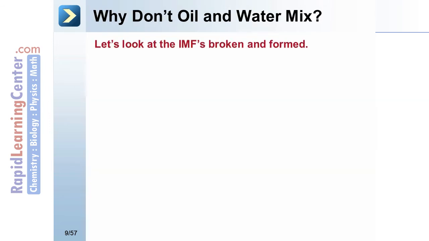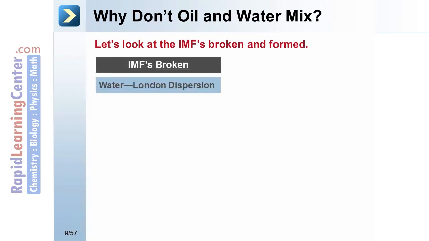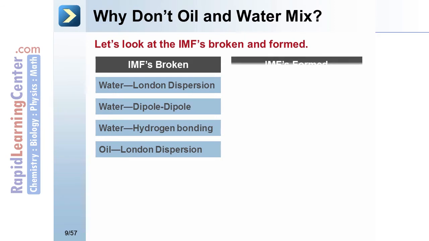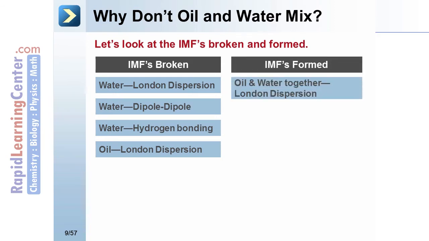Everyone knows oil and water don't mix, but why? Water must break 3 intermolecular forces: London dispersion, dipole, and hydrogen bonding. Oil must break London dispersion. When the 2 are mixed together, the only intermolecular force they can form together is London dispersion.